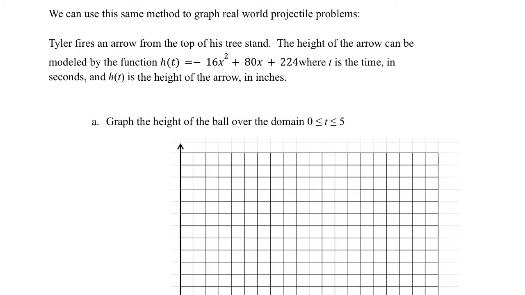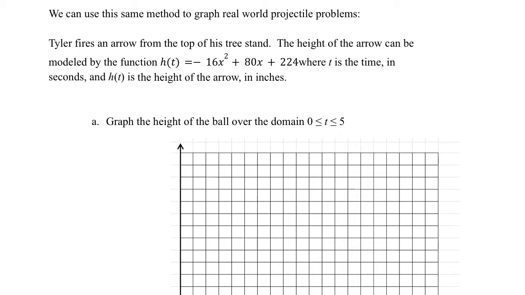All right, so we can use this same method to actually graph real-world problems. And particularly, we're usually talking about projectile problems, which means something is flying through the air. So Tyler fires an arrow from the top of his tree stand. The height of the arrow can be modeled by the function, and then there it is, where t is the time in seconds and h of t is the height of the arrow.